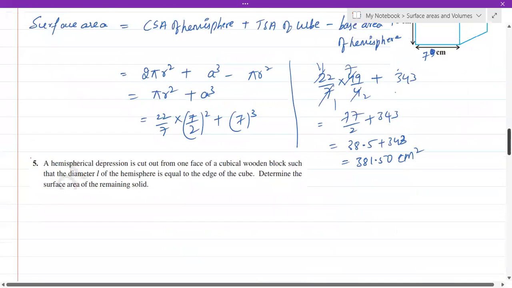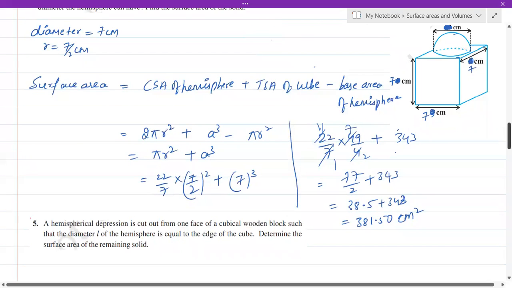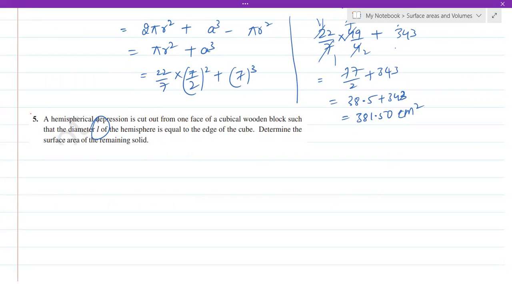Now here you can observe the same formula. Because in the top part of the cube, here we have carved a hemispherical depression, isn't it? So this region is not there. There is nothing here, it is open. But when you say TSA, we have found this, so this is not there. So what we have to do is subtract it. Again, if you use the same formula, you will get it. And instead of 7 centimeter, they have given it as L, so the diameter was L. In the previous case, the diameter was 7 centimeter. The same type of problem, so you can try it out.